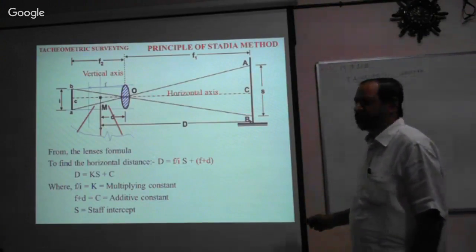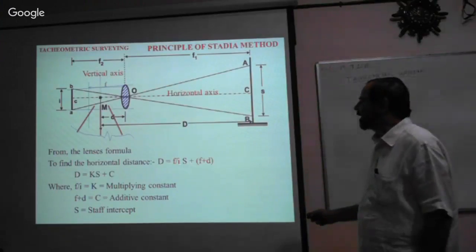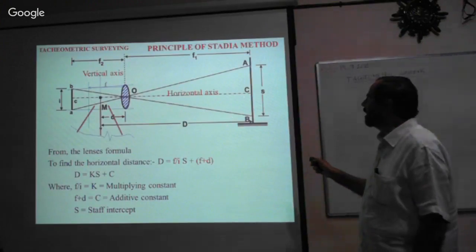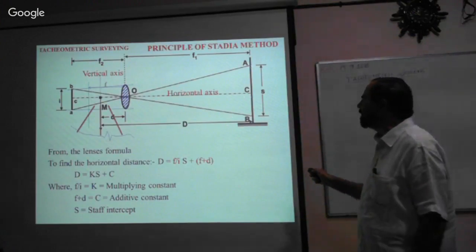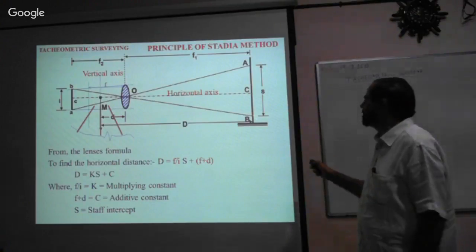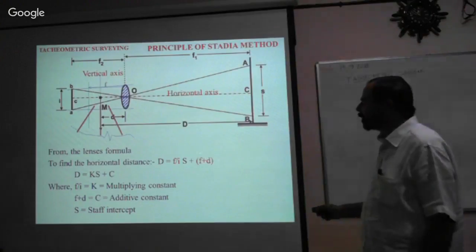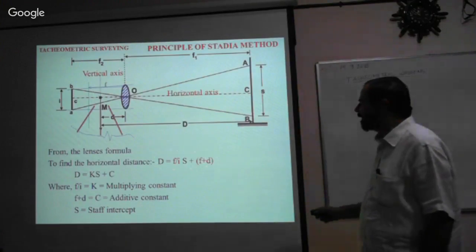It is a constant. It is mentioned on the instrument. This is usually 100. Isn't it? This is 100 and this is the staff intercept, that is the difference between the top hair reading and the bottom hair reading. Now this is S. This is F plus D. Please note, now this is the important formula. One should know about it.